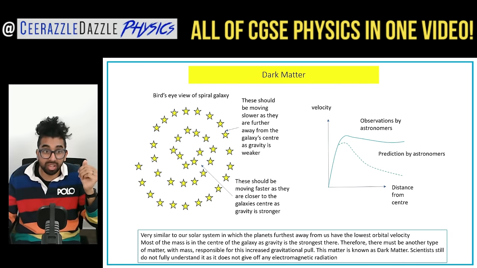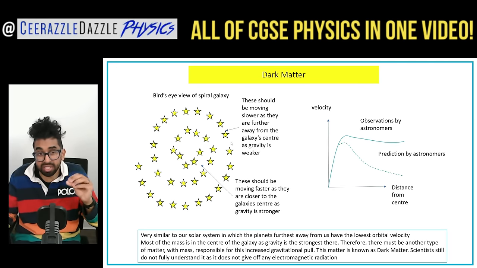So the velocity of the stars further out is much higher than expected. Therefore, there must be some extra mass somewhere which is causing this extra gravitational pull. We are going to call this dark matter. Physicists do not really understand it because dark matter does not give out any electromagnetic radiation.